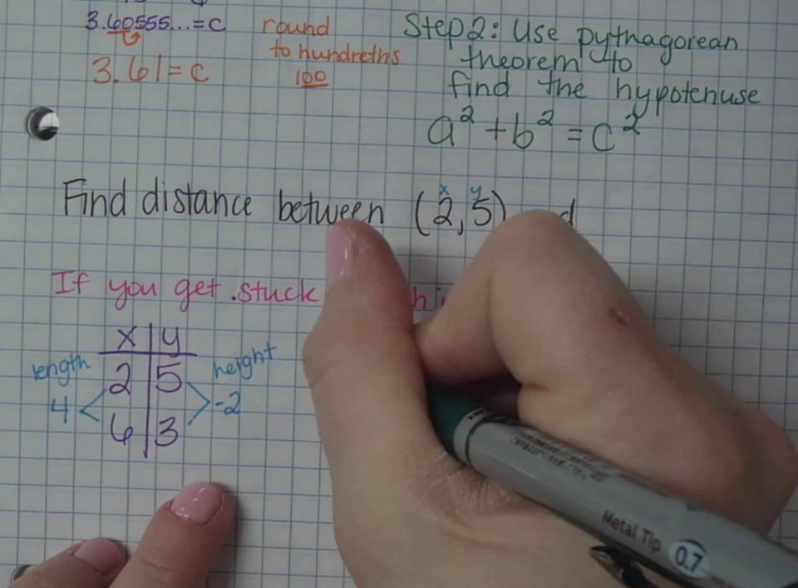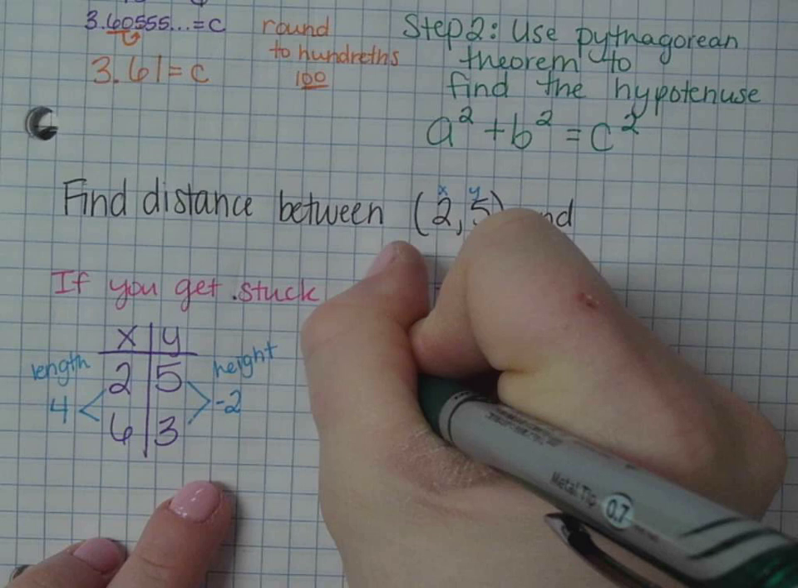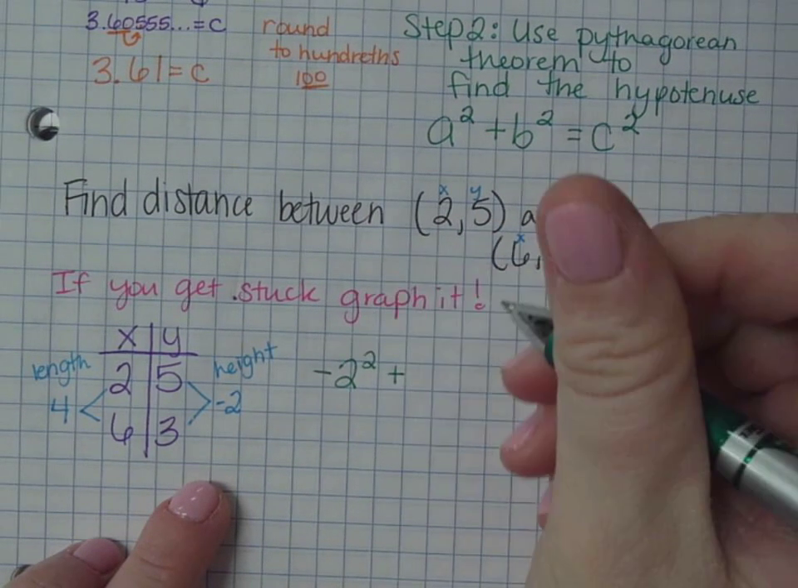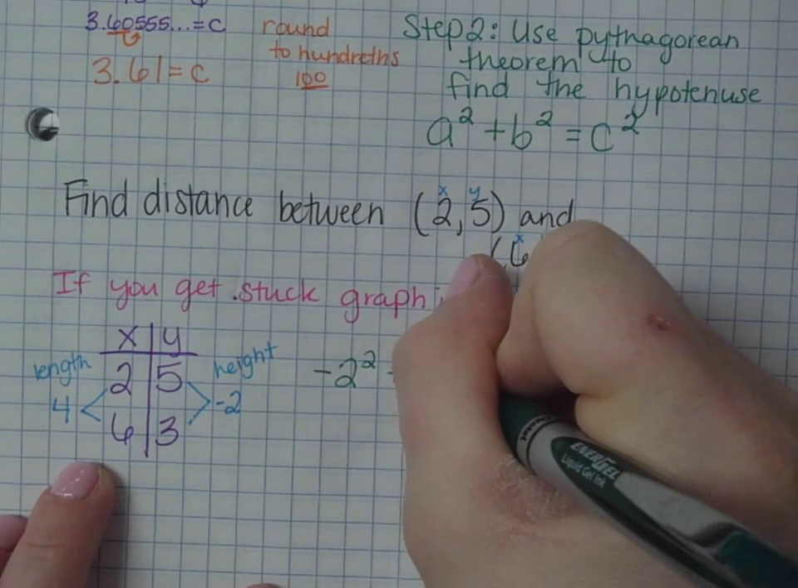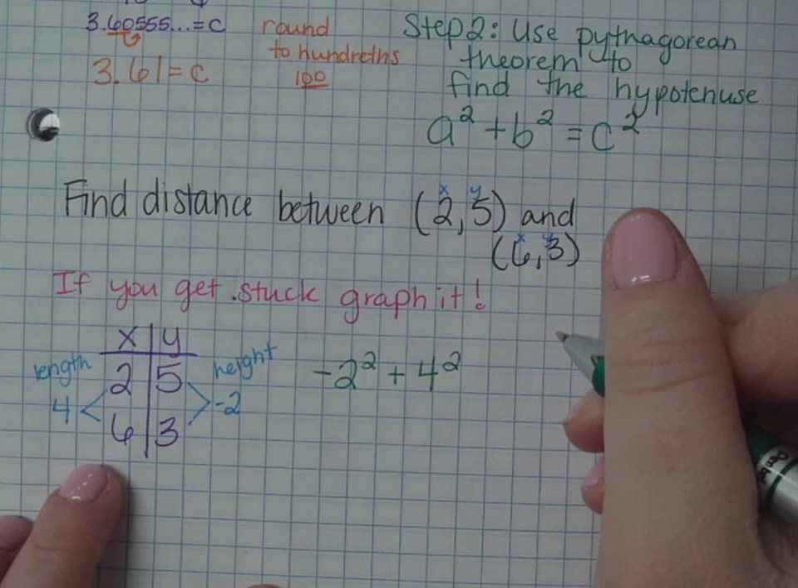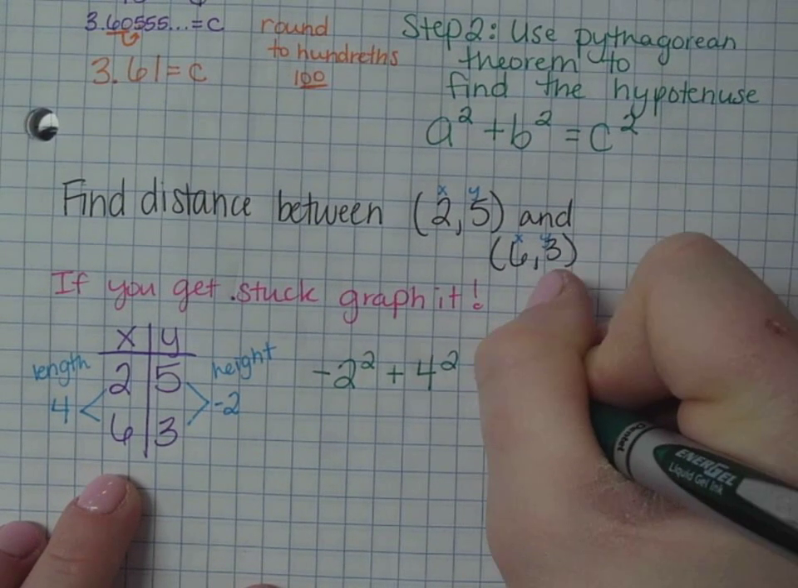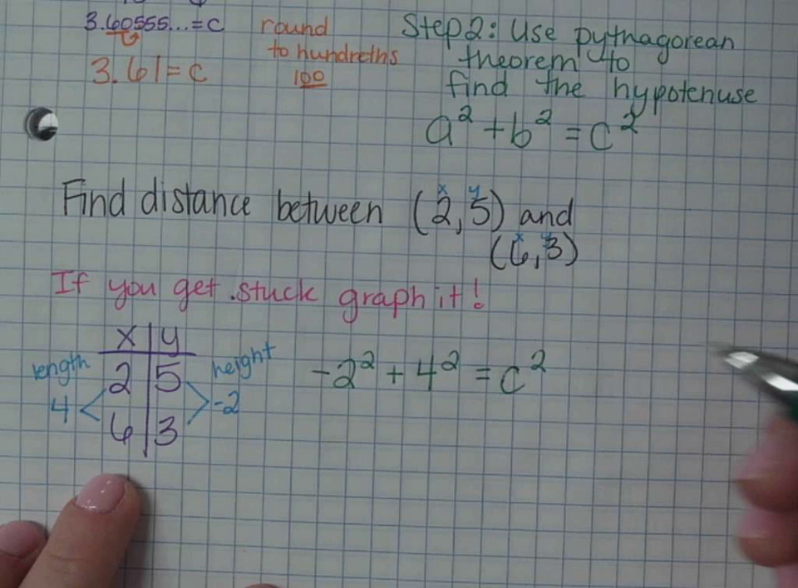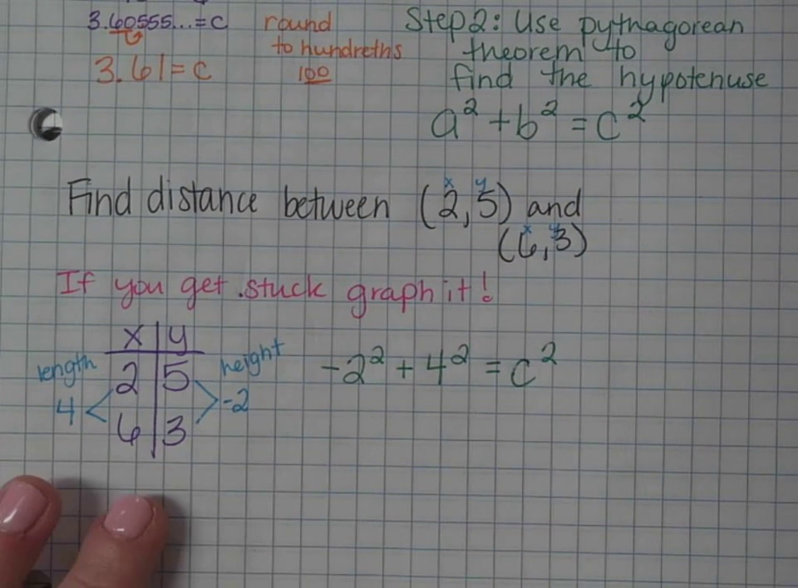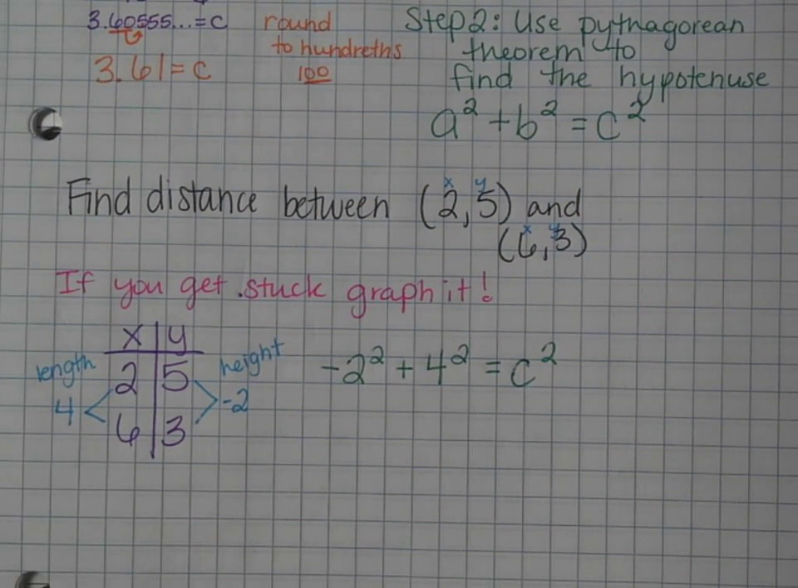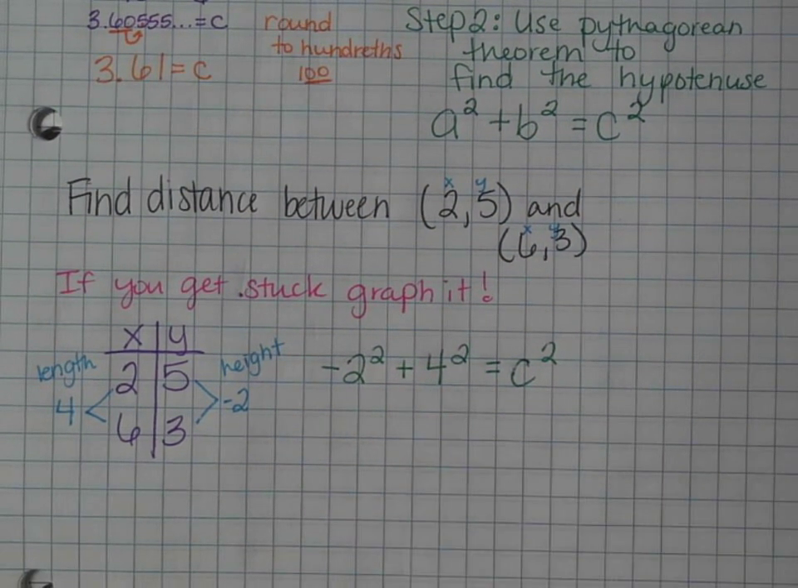So I'm going to take -2 squared plus 4 squared, which is going to give me c squared. Oops, my pen stopped writing right there. Okay, so we have negative 2 squared plus 4 squared.